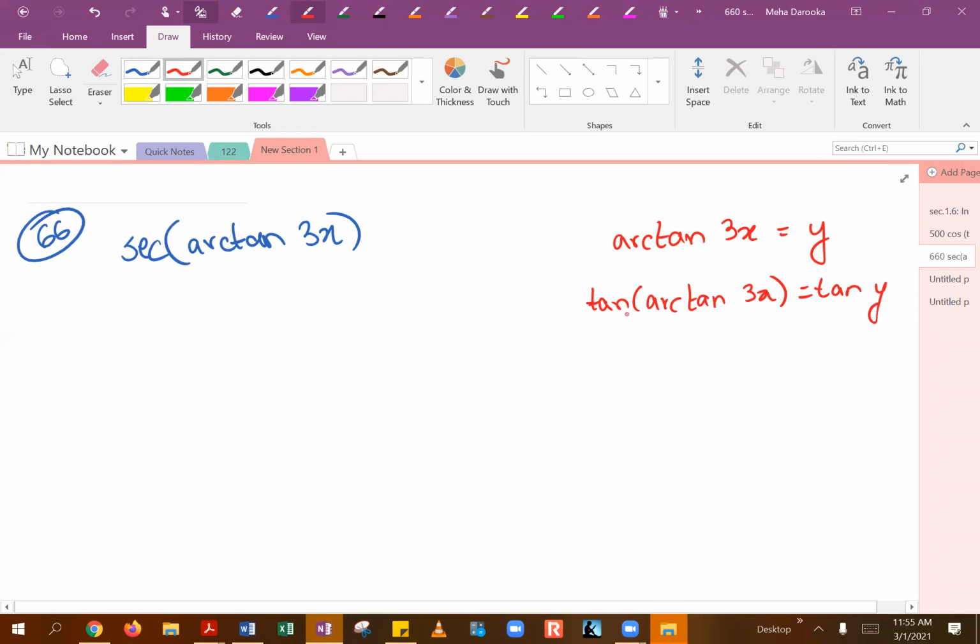So on the left-hand side, the arctangent and tangent nullify each other, and you're left with 3x equals tangent of y. So very similar to what we just did with number 53, keeping that same thing. And again, you can think of this as 3x over 1 to kind of get that opposite over adjacent thing going.